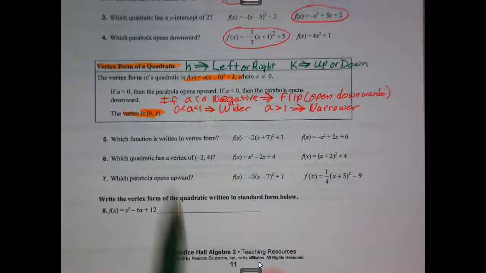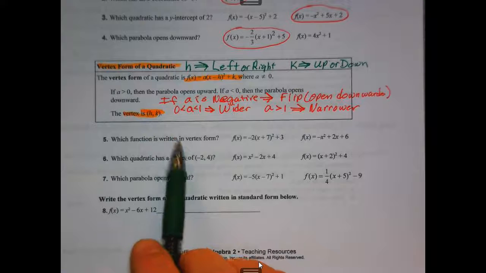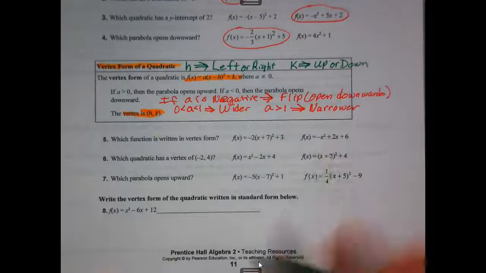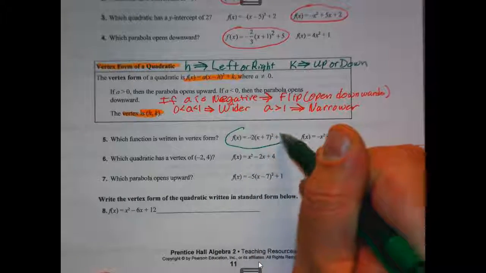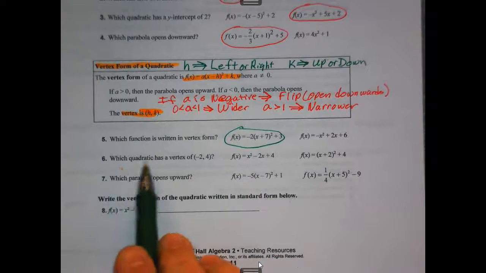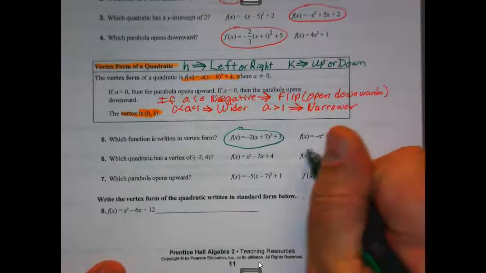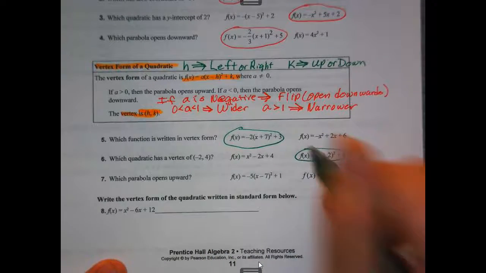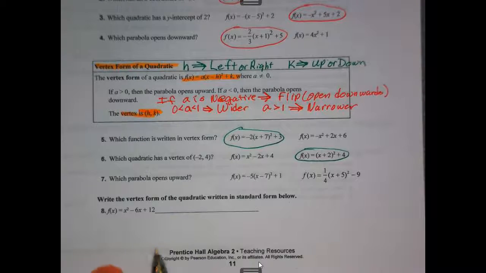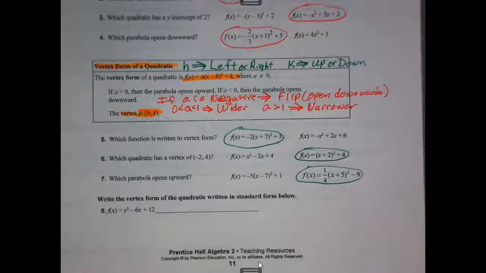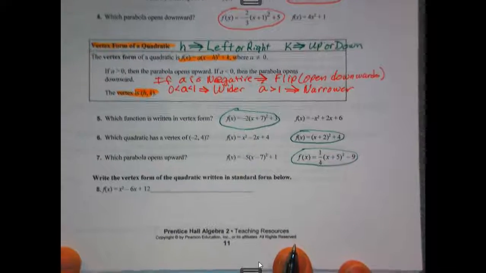Example problems? Which function is written in vertex form, 1 or 2? That's right, 1. Which quadratic has a vertex of -2, 4? Very good. Which parabola opens upward? Fantastic.